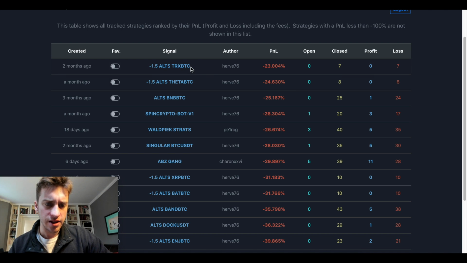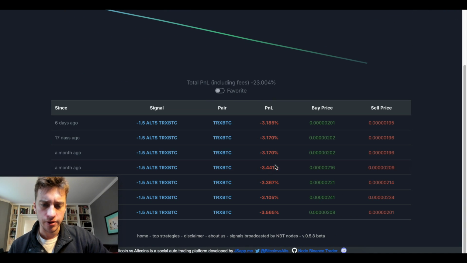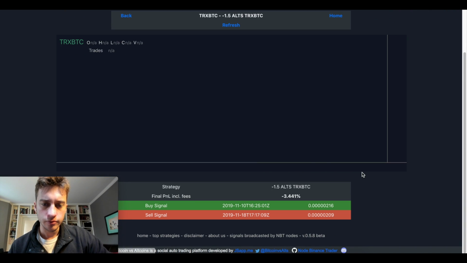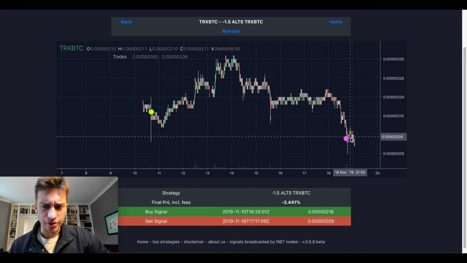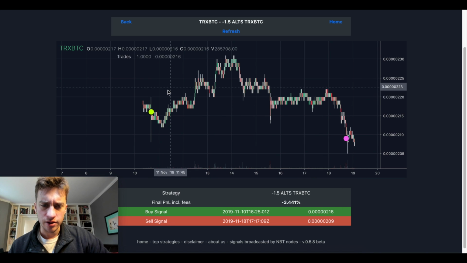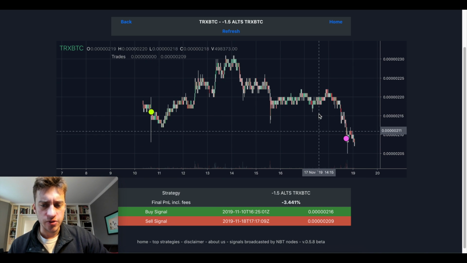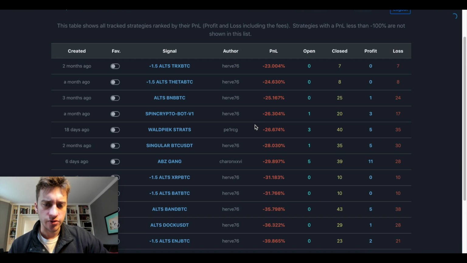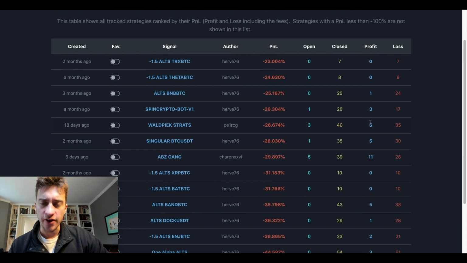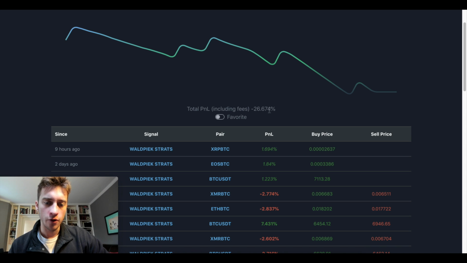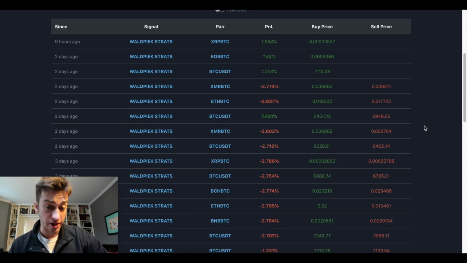How about TRX? TRX, I haven't really looked at these, but what's going on here? So where did it buy? It bought here and sold here? It's a weird trade. Counter trading this probably wouldn't have worked well. I don't think TRX would have been great to have done that on. This one has 5 losses, 5 profit and 35 losses. Overall minus P&L of negative 26%.